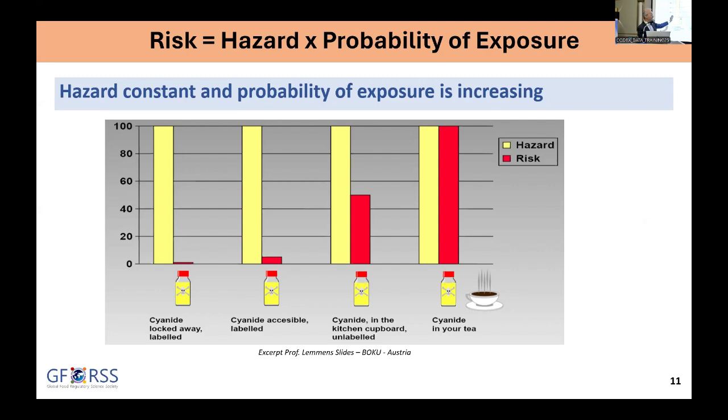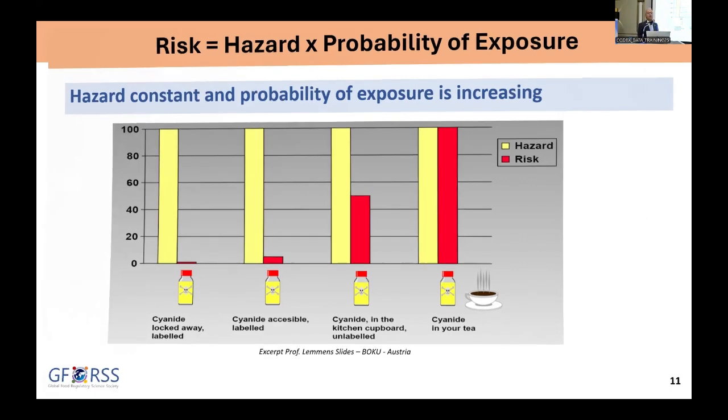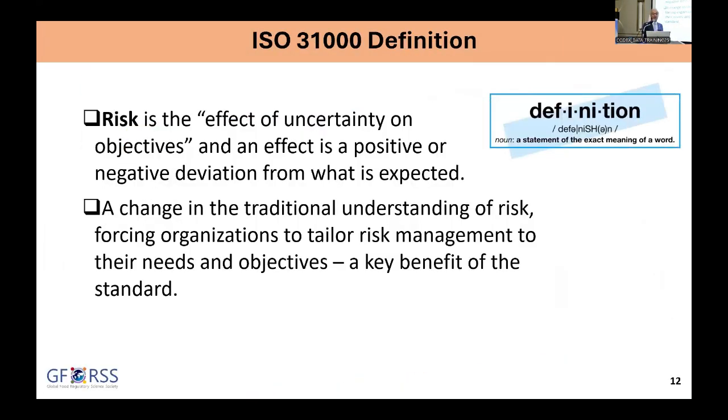Now, if I take the same bottle and I put it in the kitchen, where generally I prepare food, so I increased the probability of use, and at the same time, I did not put a label. So somebody might confuse it with sugar or salt, and therefore the potential for its use has increased significantly, and now my risk has increased. And finally, if I take that and I put it in my coffee and I'm drinking the coffee, my hazard is equal to my risk because my probability has become 1. Okay? So this is just an illustration of the difference between the hazard and the risk.